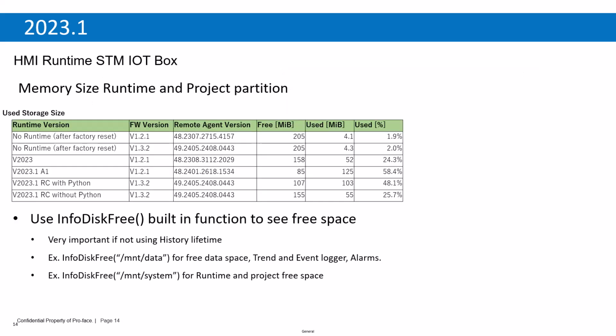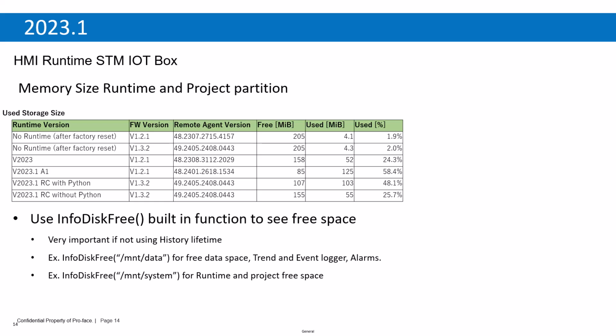Okay, so looking a little bit at the memory size in the box, what you can see here is that at the end of the day, you do have the choice to install Python or not. So, for example, if you don't need Python, you can save quite a bit of memory. You can see that with Python, in your application area, you've got about 107 megabytes free after installing the runtime with Python. And then without Python, you can see quite a bit more space, almost 25% more.